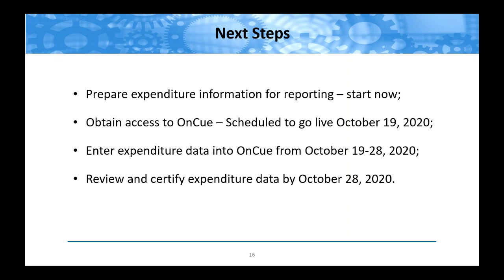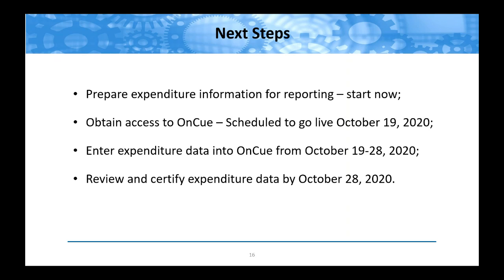And then you'll be able to obtain access to Onkey. That is scheduled to go live on October 19th of 2020. I saw a number of questions in the questions panel regarding when the email would go out with the link to that system. That email will go out with the link to the system on October 19th when the system goes live. So you'll receive that email on that date. And again, that email can be forwarded if the actual submission and completion of the expenditure reporting is being delegated to another individual within the entity. I know that was another question that was received.